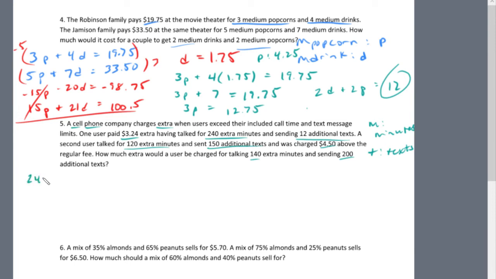All right, 240 minutes plus 12 texts equals 3.25. This is a T. I don't have enough room. 120 minutes. You guys don't talk on the phone. 150 texts. Jeez Louise. 12 additional texts? 12? This has got to be some kind of typo, right?